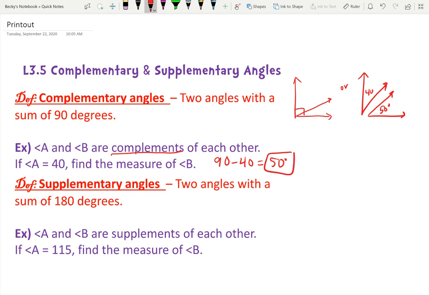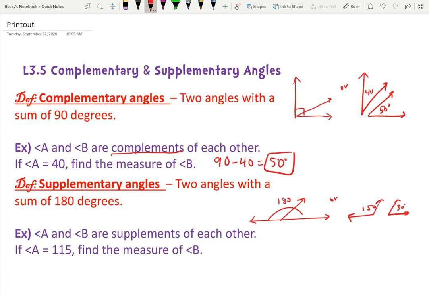So supplementary angles. It's very similar. These two could be adjacent and have a sum of 180, or they could be two separate angles that together have a sum of 180.